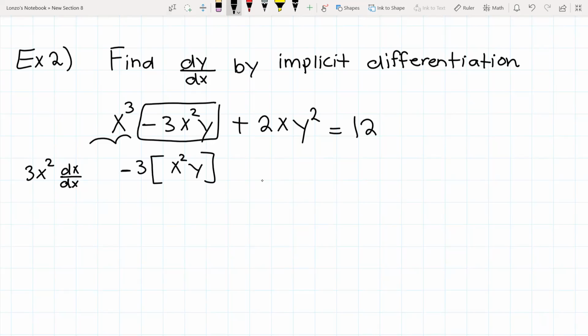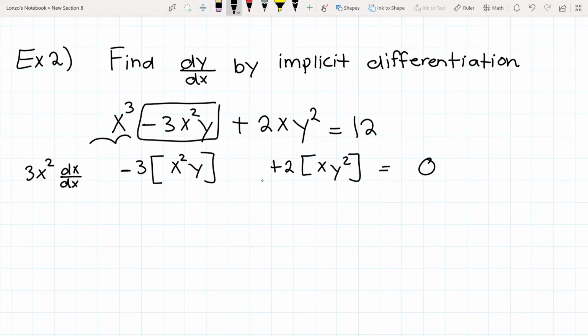And then from here, just take the product rule, right? So the same thing with this one right here. This 2 is a constant, so you could take it out. So it'd be 2xy squared equals the derivative of 12, or a constant, 0.